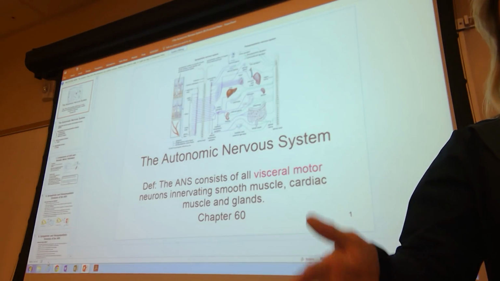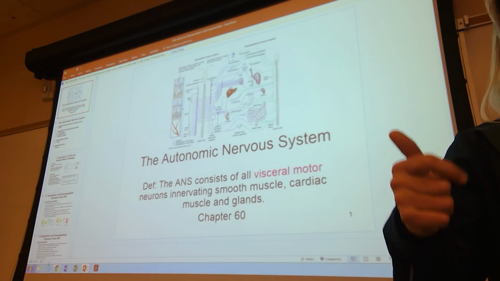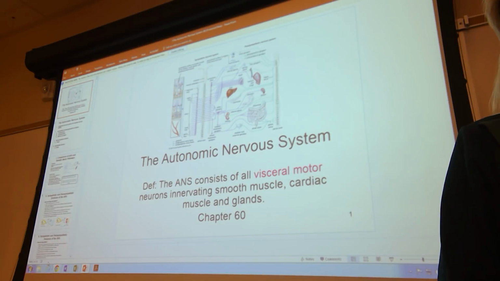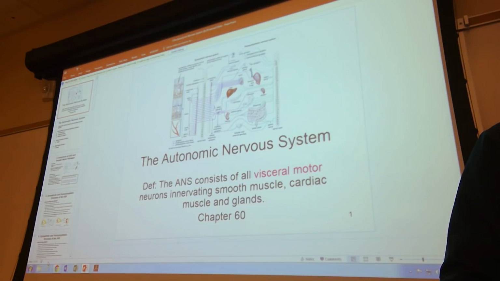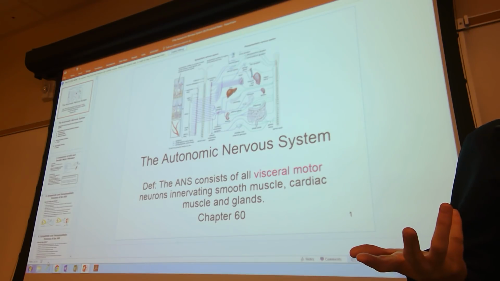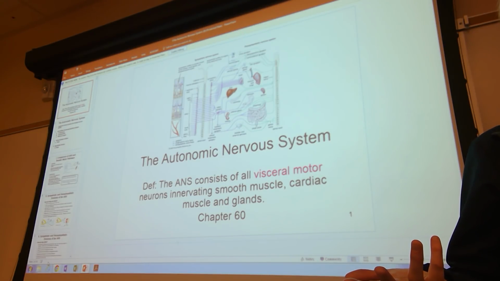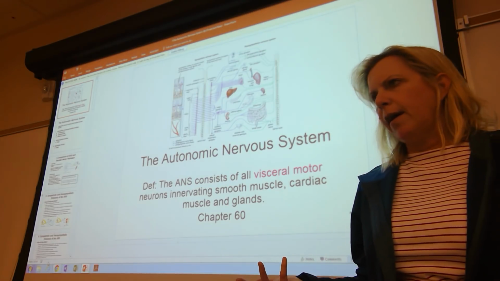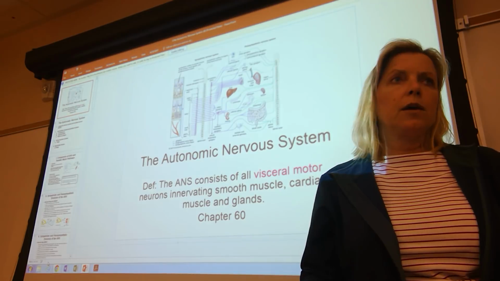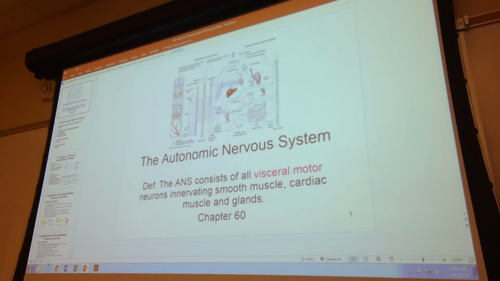Alpha 1, alpha 2, beta 1, beta 2, beta 3. What about parasympathetic? What neurotransmitter? Acetylcholine. What is its receptor? Muscarinic acetylcholine receptor. What would these divisions do to breathing rate and depth? I mean, if you need to study that, again, you should probably repeat physiology and anatomy for that matter.